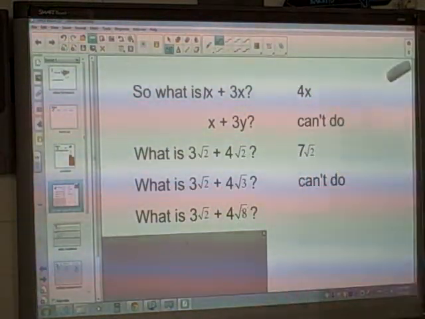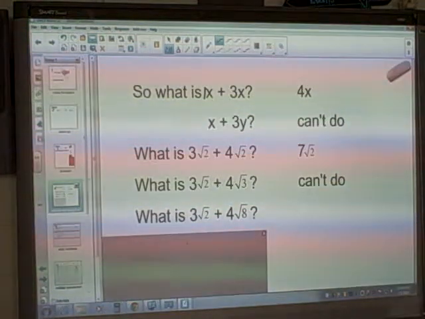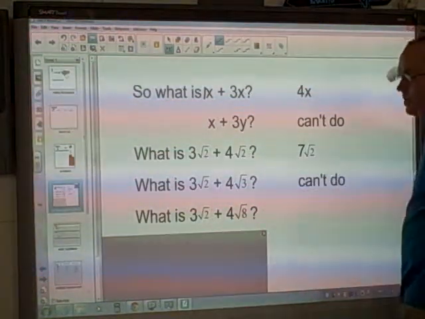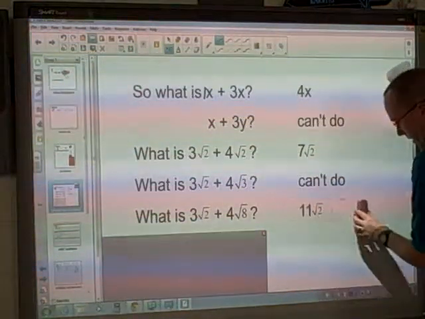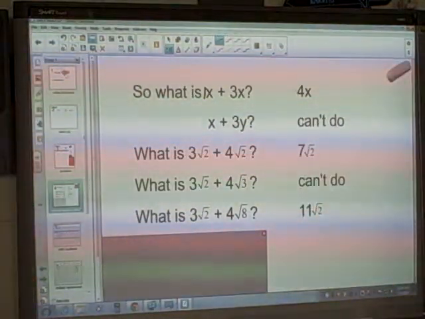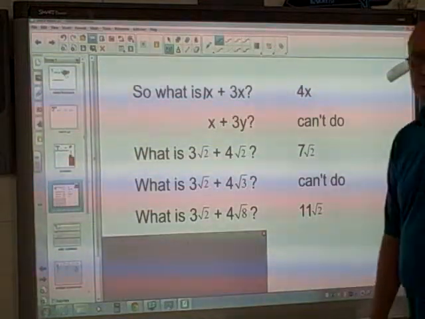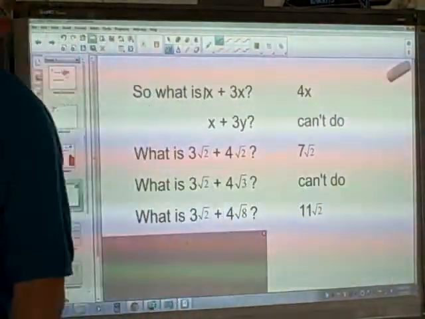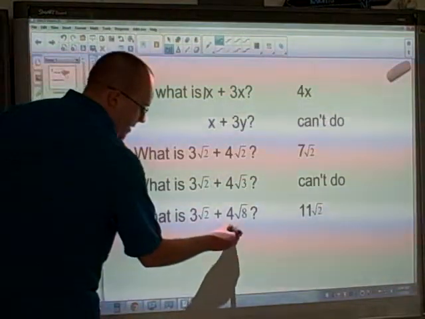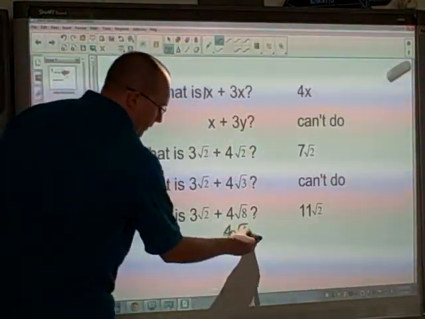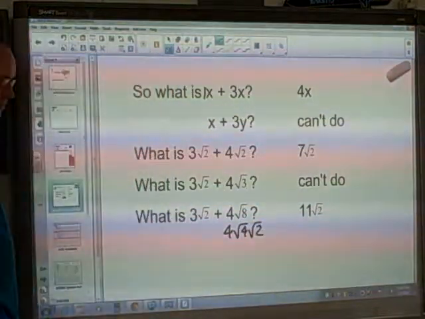Now the last question, this is my trick question for my class when I ask them. Hopefully they've just learned from this one and they say, you can't add these together because these are different terms. However, you can actually add these two together. How can you add these two together? Well, for this question, radical 8 can actually be simplified. So radical 8 can be written as radical 4, radical 2.